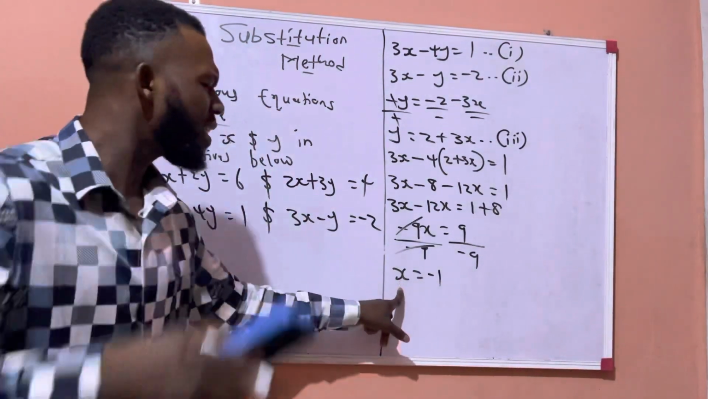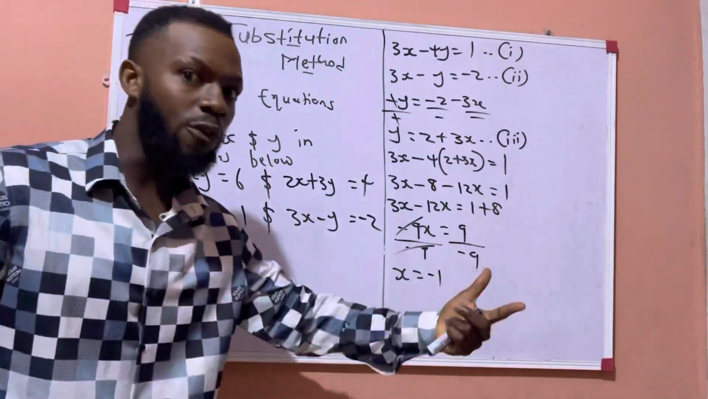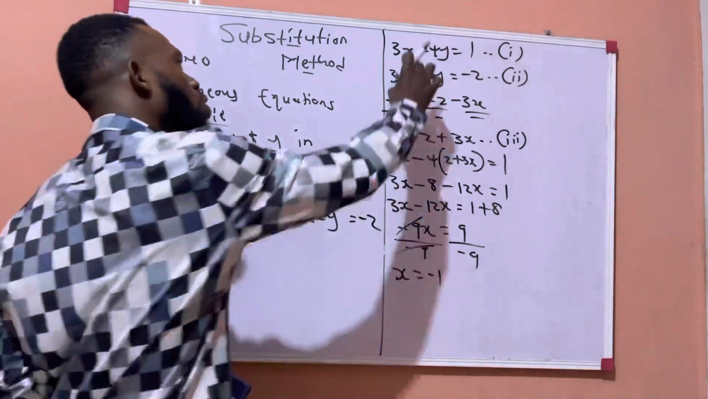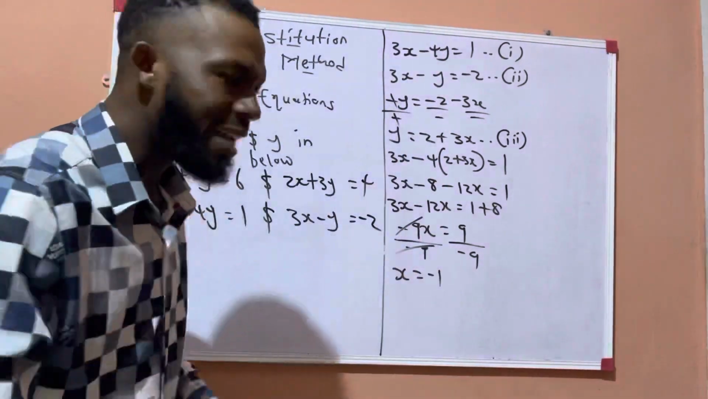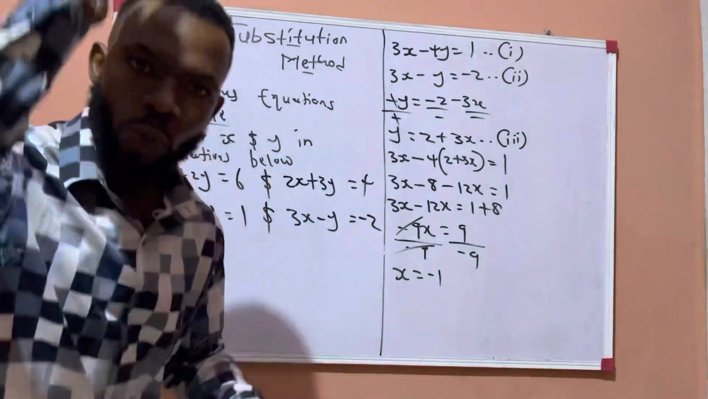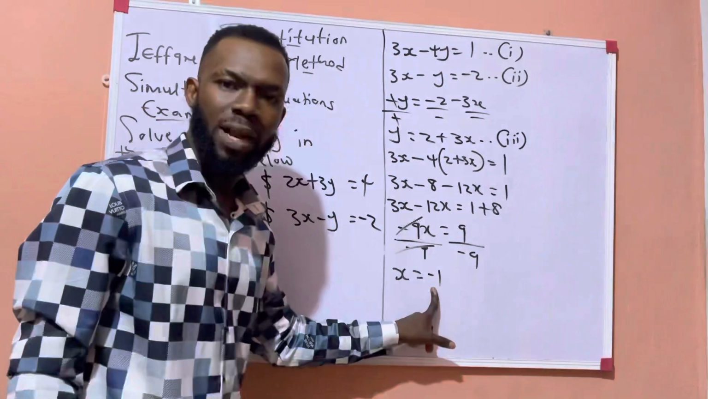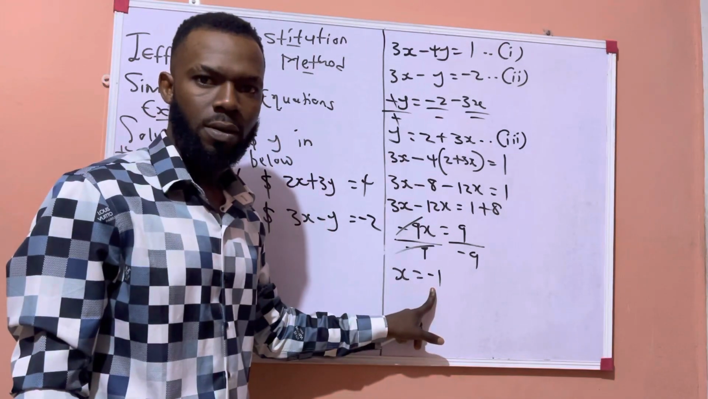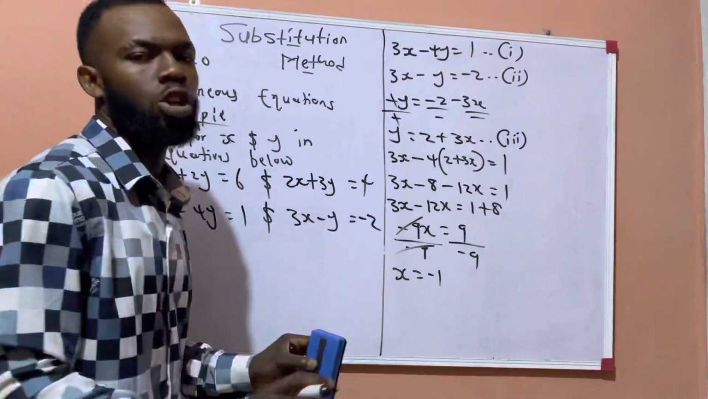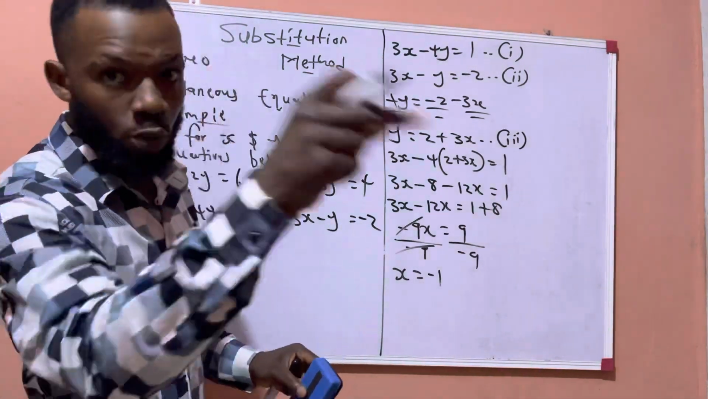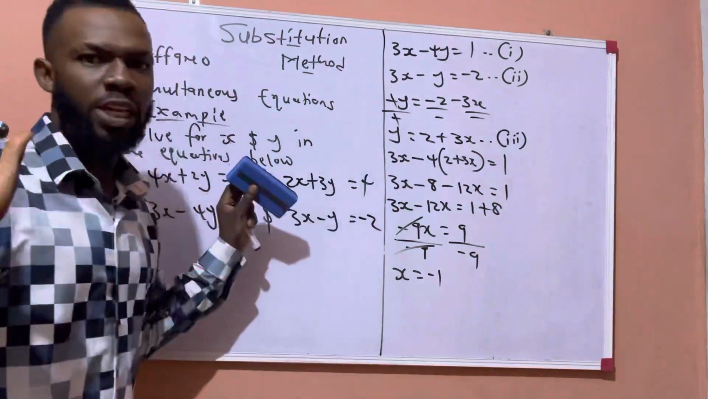Class, if we have gotten x as minus 1, what is the next variable we are looking for? The value of y. And I told you, if you use equation 1 to get y, you will get the same answer. If you use equation 2, you will get the same answer. If you use equation 3, you will get the same answer. So far, anywhere you see x, give the value minus 1. But I told you that the best equation to use is equation 3. Why? Because in equation 3, the y is already the subject of the formula.